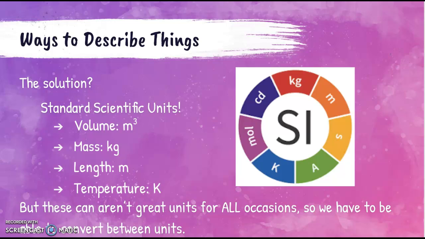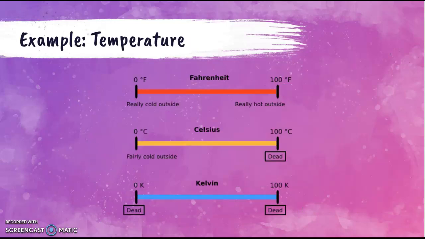But here's the thing. Those units aren't great for all occasions. So we have to be able to convert. What do I mean they're not great for all occasions? Isn't a unit a unit? No. If we look at temperature, for example, Fahrenheit, which is what we tend to use here in the US, that is a really good way to describe what humans feel. So if we go from 0 to 100, 0 Fahrenheit is really, really cold for humans, and really, really hot for humans is 100 degrees Fahrenheit.